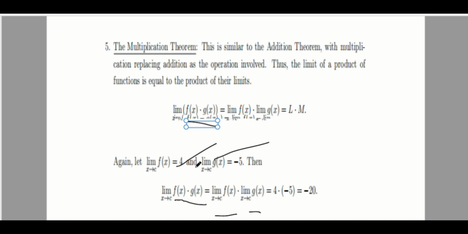Okay, so say for example, if this is 10 and this is 30, you'll just multiply 10 times 30 if these are the limits. Again, the limit of the product is equal to the product of the limits.